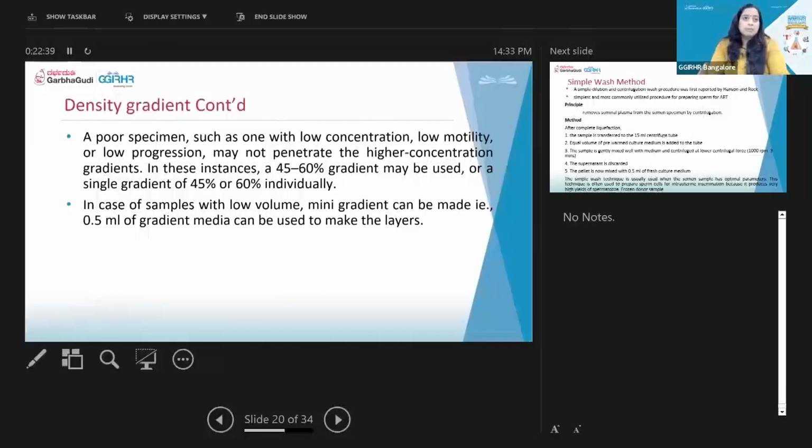Or in the case of semen samples with a low volume, you can go for a mini gradient, where instead of 1 ml of 80% and 1 ml of 40%, you can have 0.5 ml of 80% and 0.5 ml of 40%, totally forming 1 ml. So the distance for the sperm to pass these columns of silica gel or the density gradient medium is less, so that the recovery, in case of low volume and low count, is higher in such samples.